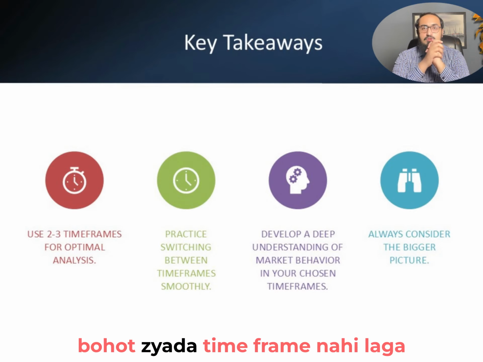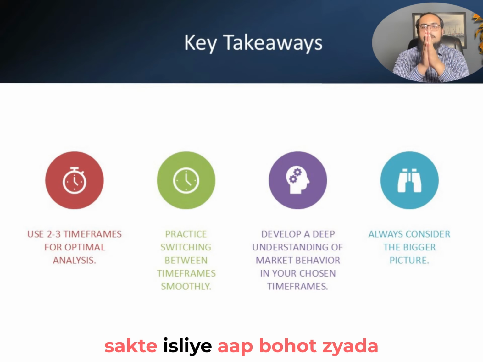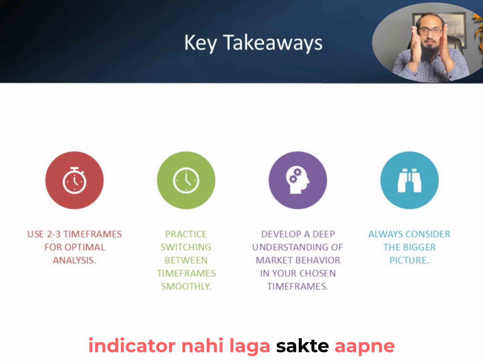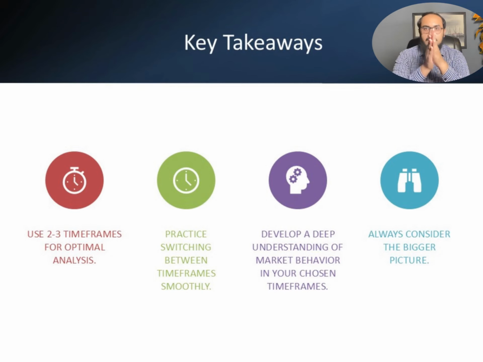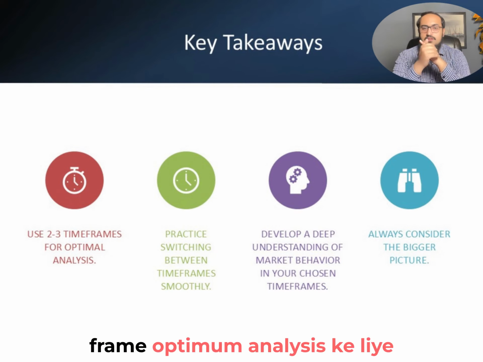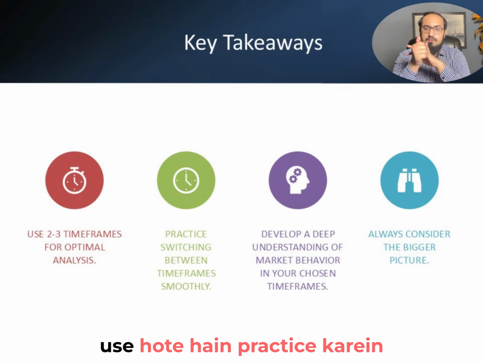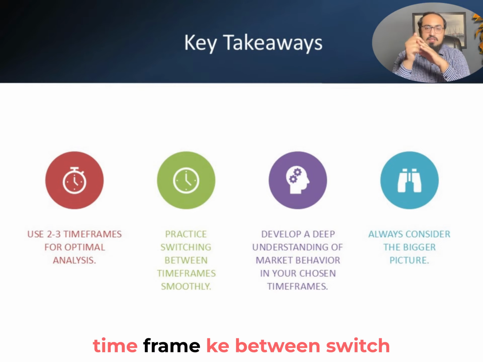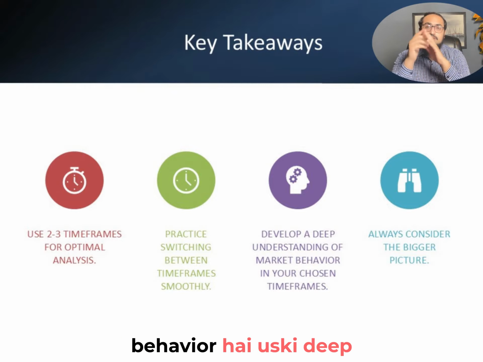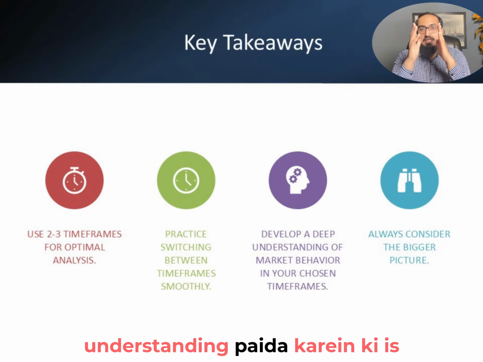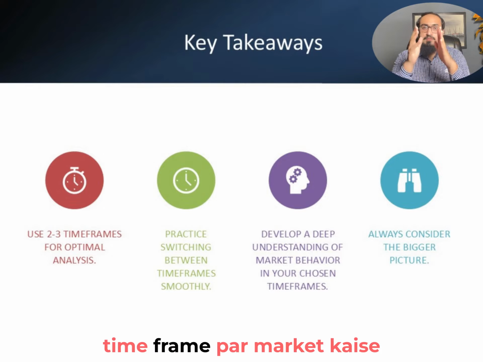So you understand that you cannot continuously use too many time frames, just like you cannot use too many indicators. You have to decide on 2 or 3 or a maximum of 4 time frames. You should use them properly. 2 to 3 time frames are used for optimum analysis. Practice, switch between time frames, and develop a deep understanding of market behavior. How does the market work in different time frames?